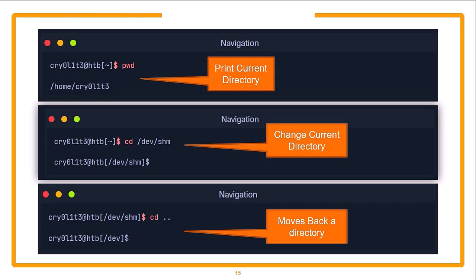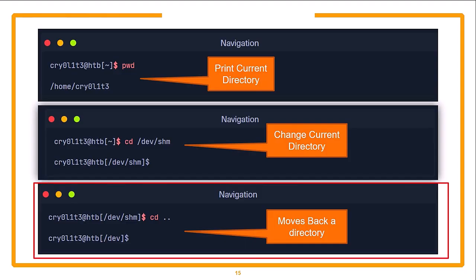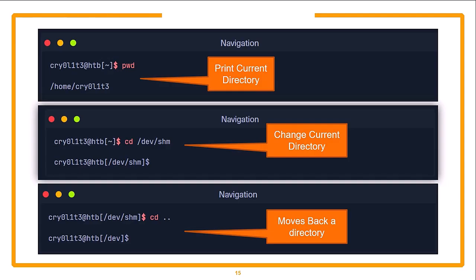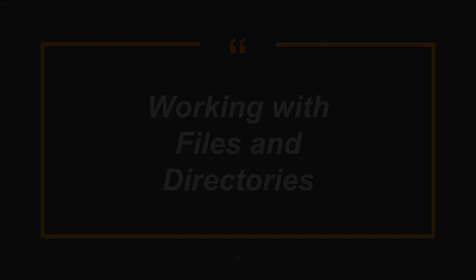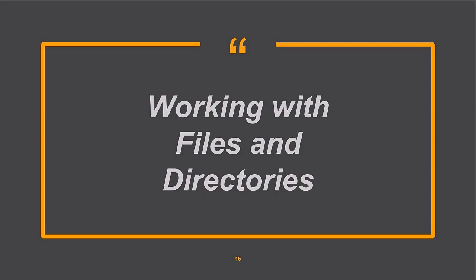To navigate directories without a mouse, we use the cd command, which stands for change directory. You type cd followed by the path, like cd /dev/shm. If you want to take a step backwards into the previous folder, you simply type cd .. and press enter. Now that you can move around, let's learn how to interact with files and folders.